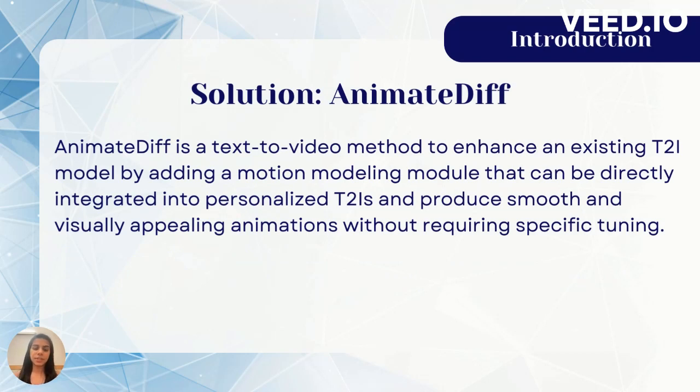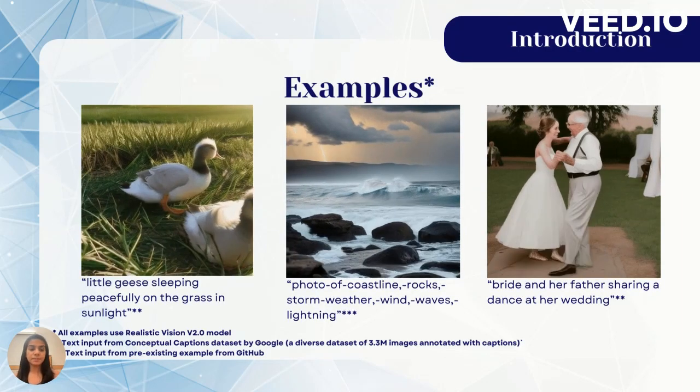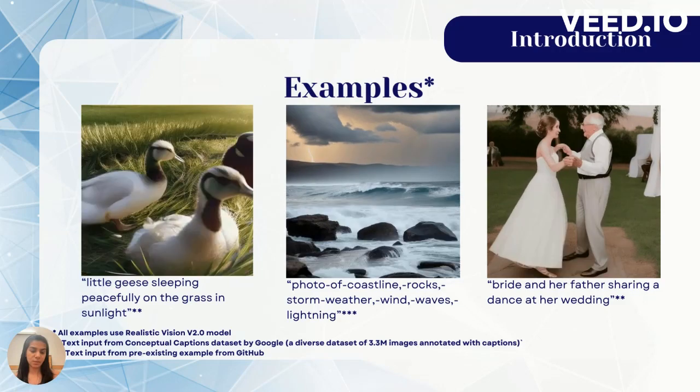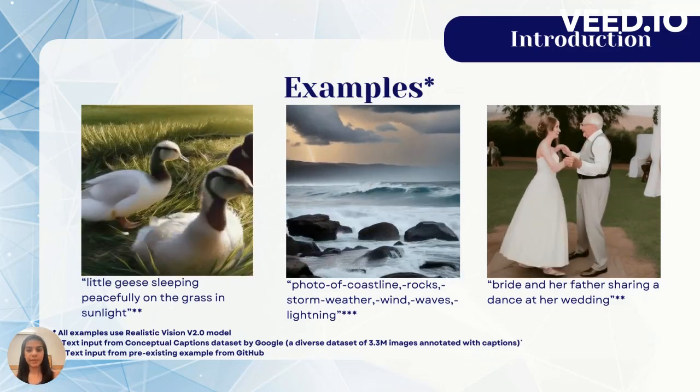AnimateDiff is a text-to-video method to enhance an existing text-image model by adding a motion modeling module that can be directly integrated and produce smooth and visually appealing animations without requiring specific tuning. Here are some examples of GIFs that we generated using AnimateDiff.